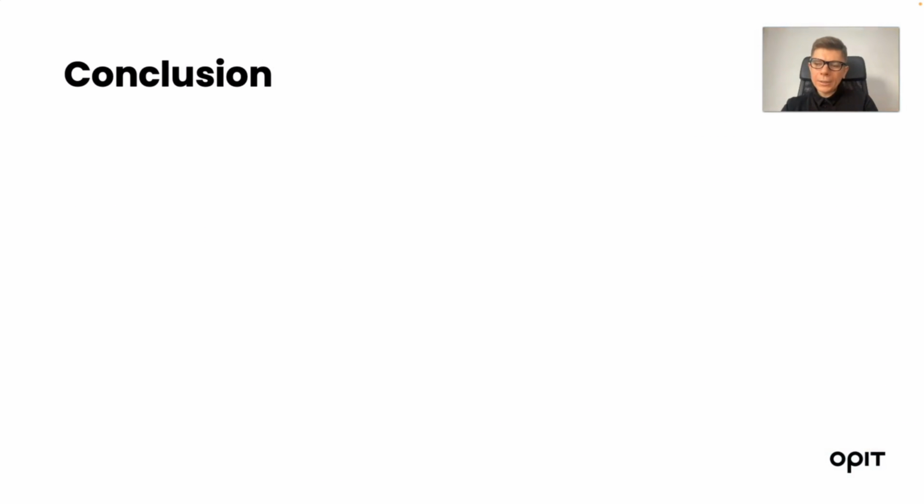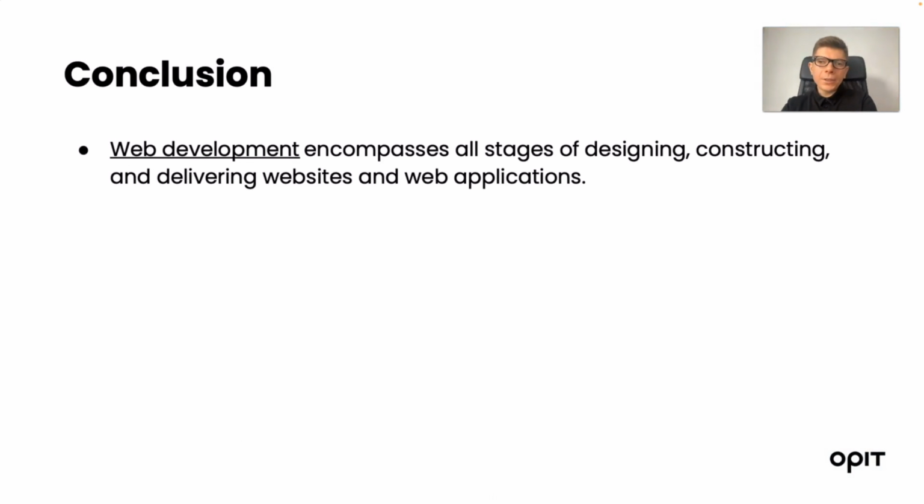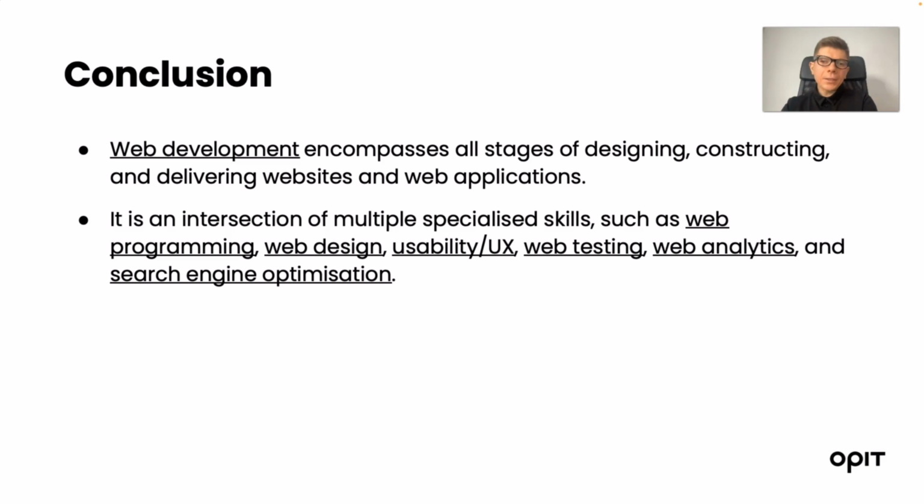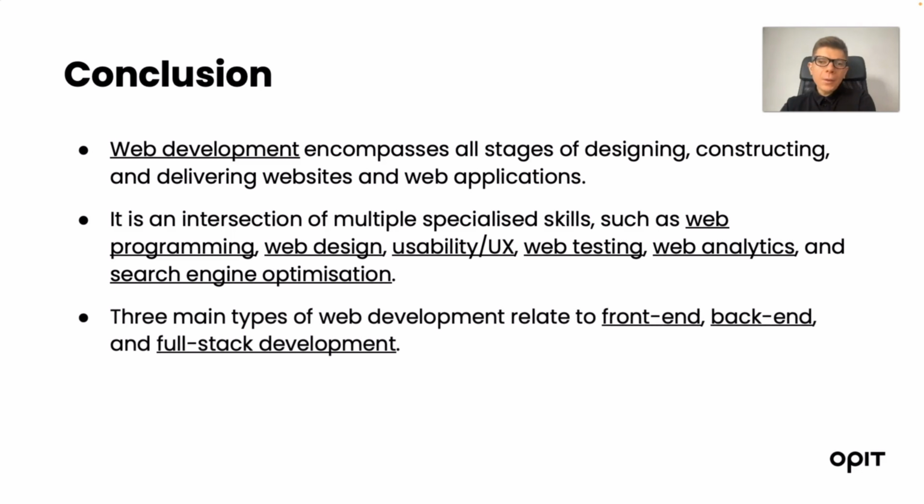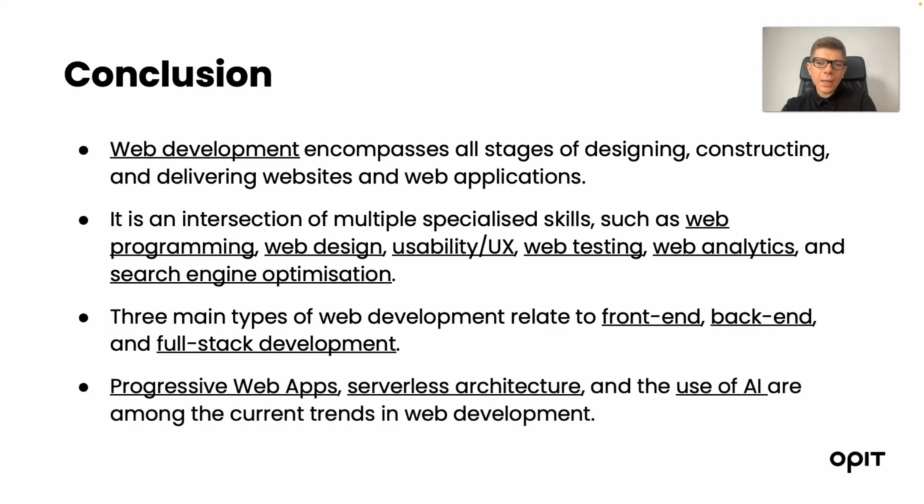So, to conclude this lesson, first, web development encompasses all stages of designing, constructing, and delivering websites and web applications. Second, it is an intersection of multiple specialized skills such as web programming, web design, usability or user experience, web testing, web analytics, and search engine optimization. The three main types of web development relate to front-end, back-end, and full-stack development. And the three trends that I discussed, progressive web apps, serverless architecture, and the use of AI, are among the current trends in web development, but there are more, and hopefully we'll speak about them very soon.